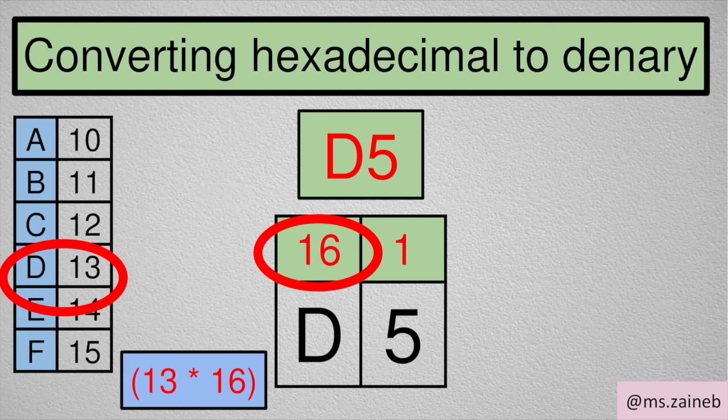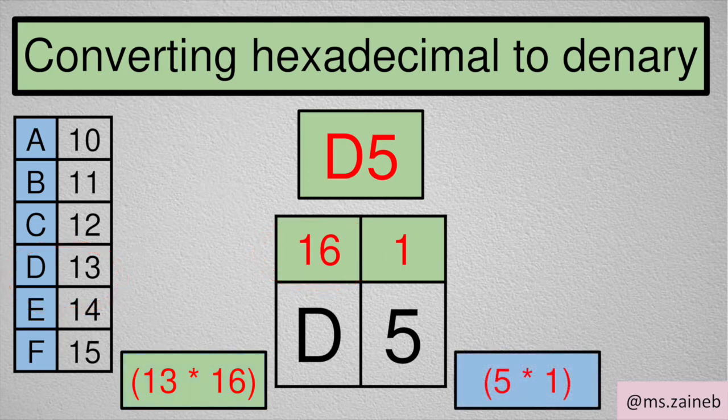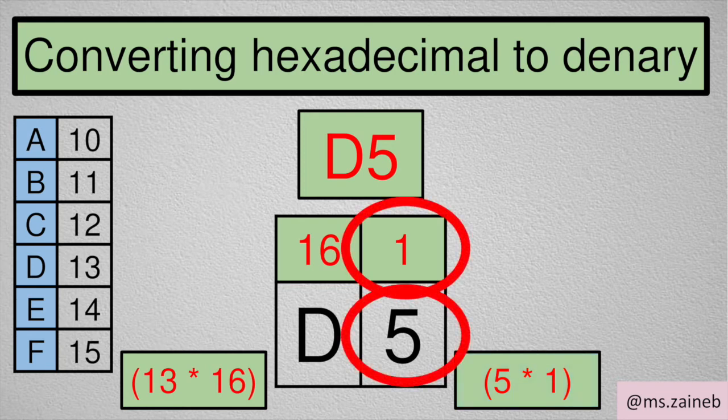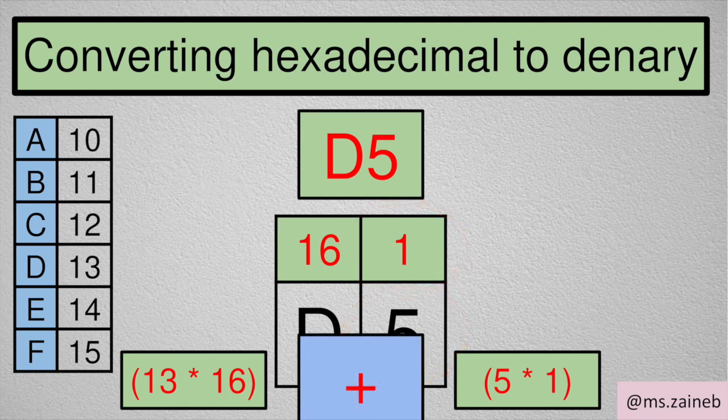So remember, if it had been a number under there, if it had been 2, 5, for example, then I'd have to do 2 times 16. So it's whatever number's underneath there. Then I would do 5 times 1. So remember, I times by 1 because 1 is the position that the 5 is under. So I times the two together, and then I would add those two values up.